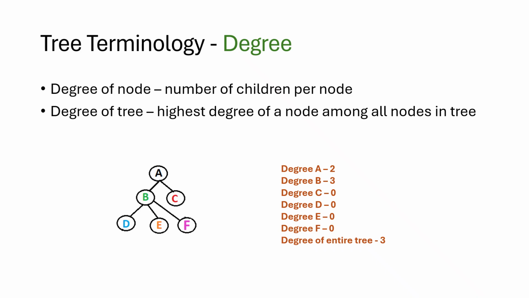And then the degree of a node. The degree of a node is the number of children it has. A has two children, B and C. B has D, E, F, three children, so the degree of B is 3. C has no children, so 0. Likewise D, E, F are 0. The degree of the entire tree is the highest degree among all the nodes. For B it is 3, so the maximum of all the nodes is taken as the degree of the entire tree, that is 3.